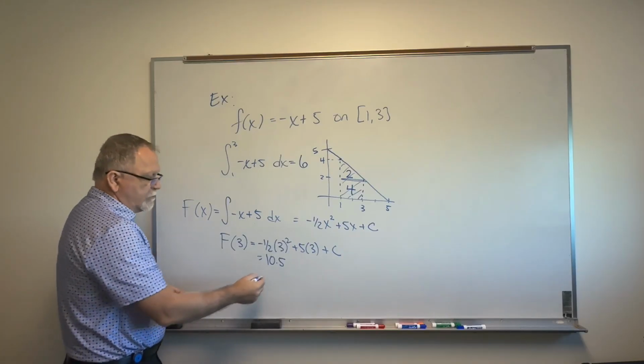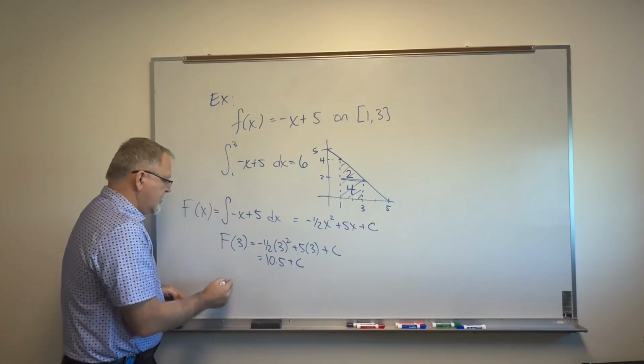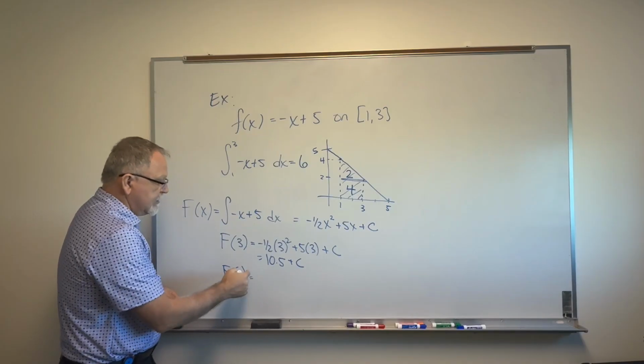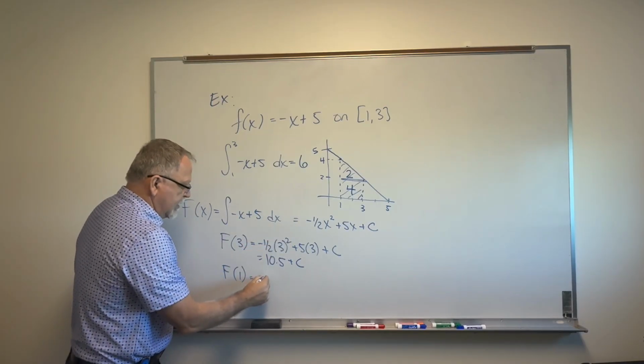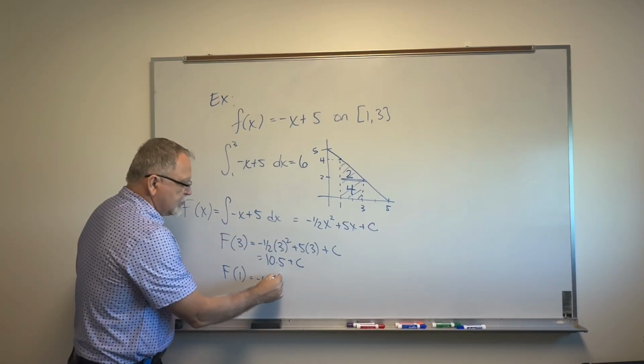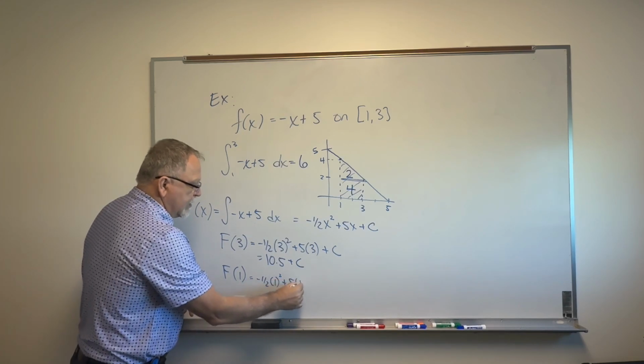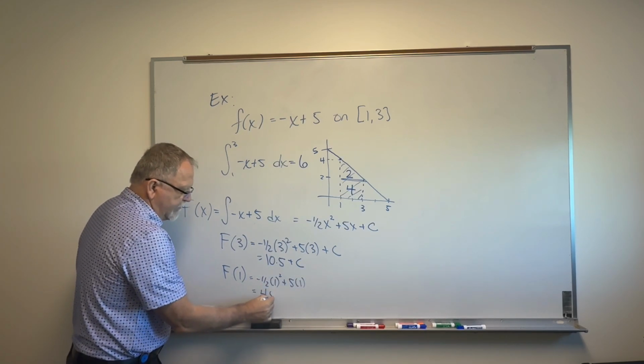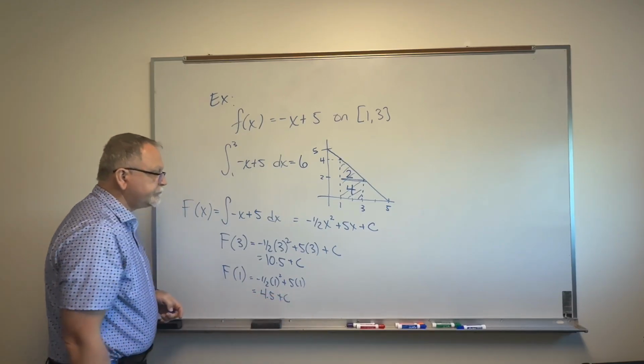Plus that constant, right? Let me now evaluate big F of 1. I plug in the 1: negative 1/2 times 1 squared plus 5 times 1. It's 5 minus a half. This is 4.5 plus c.